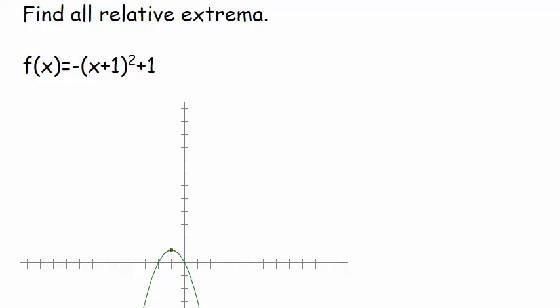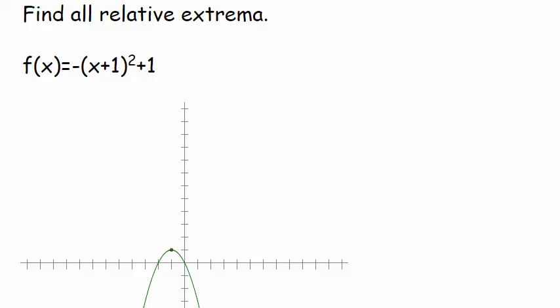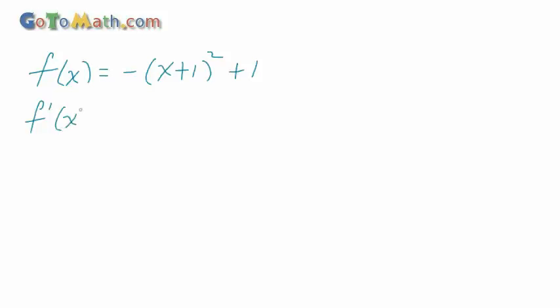Okay, so f of x is equal to negative x plus 1 quantity squared plus 1. Now what we'll want to do is take the first derivative, and we end up with negative 2 times x plus 1. Take the derivative of the inside, bring it out, but it's just 1. Of course, the derivative of 1 is 0.